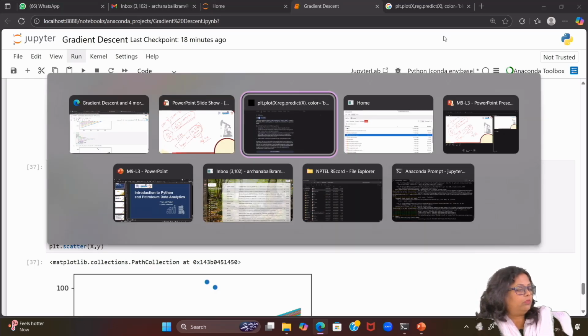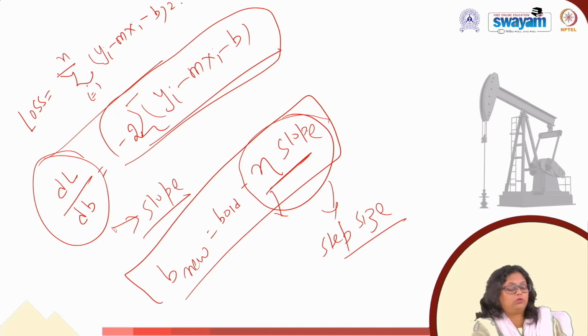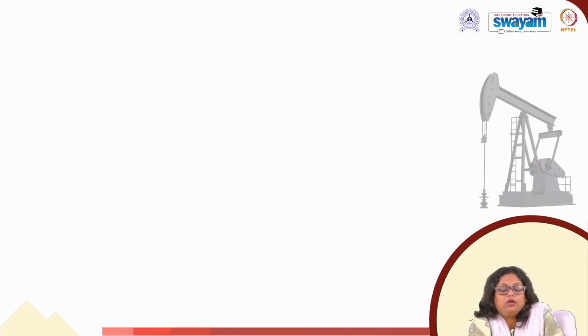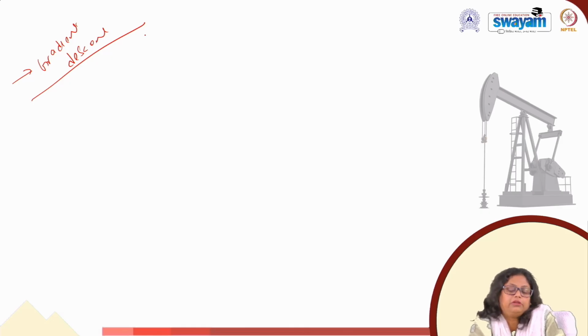Okay, now we go back to our presentation. Okay, so this is the one I was just discussing. So we have talked about gradient descent. Now I'm going to move to the second one, that is polynomial regression.